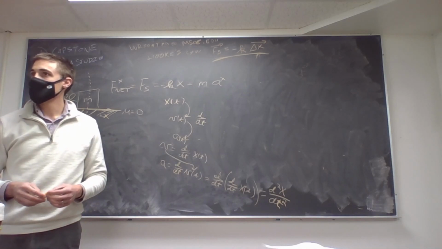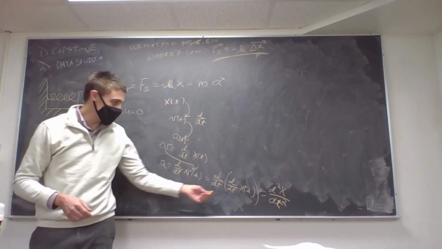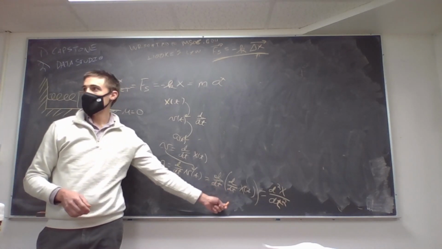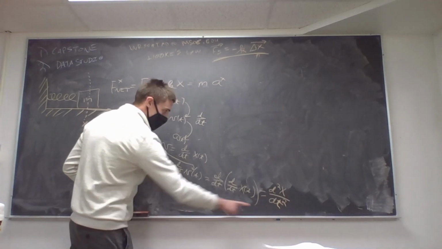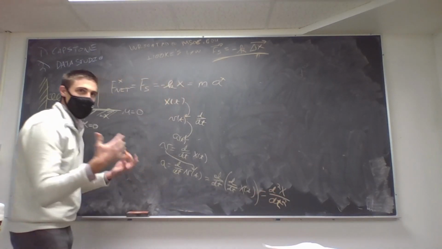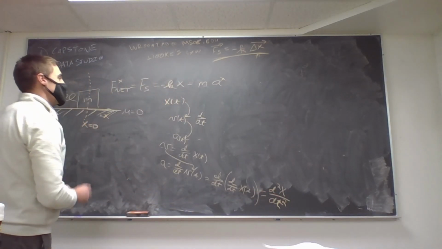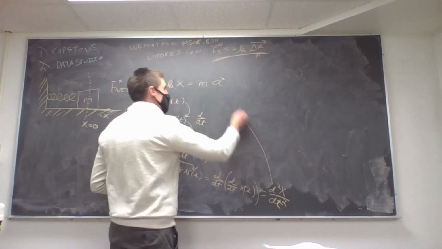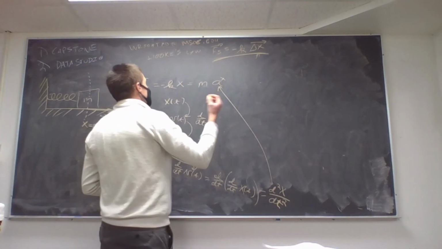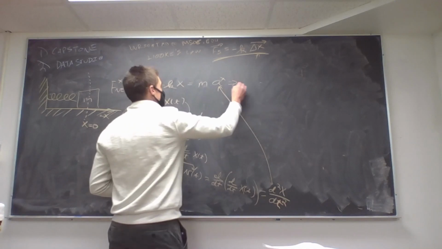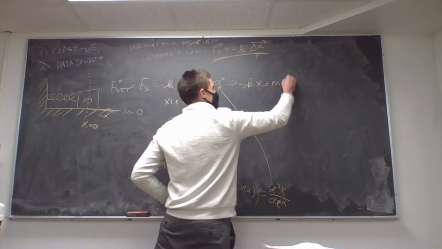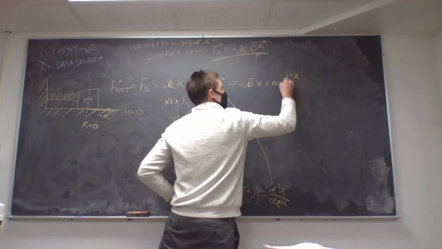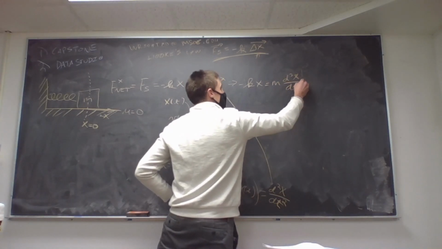Okay? So everybody's talking about derivatives in their calculus class now? Yeah? So this is how we write that. Acceleration is d squared x dt squared, or the second derivative of position. Now, I'm just going to stick that in here. Okay. So what we have then is minus kx equals m times d squared x dt squared.